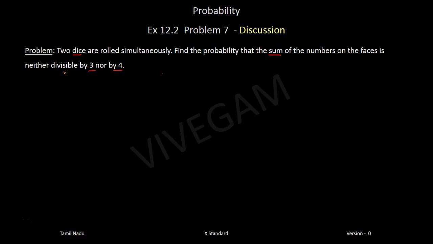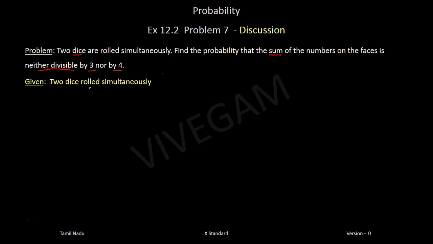And the required answer is neither, right? Neither divisible by 3 nor by 4. That is the probability of A union B the whole complement. That is nothing but 1 minus probability of A union B. Earlier we had calculated probability of A union B, from which we can calculate the value of 1 minus probability of A union B, which gives us the required value. Okay. So let's get going.